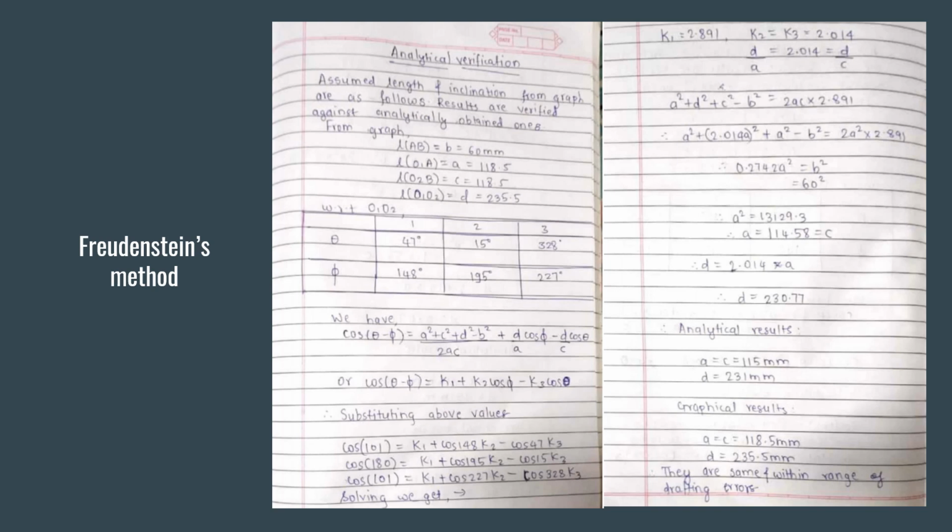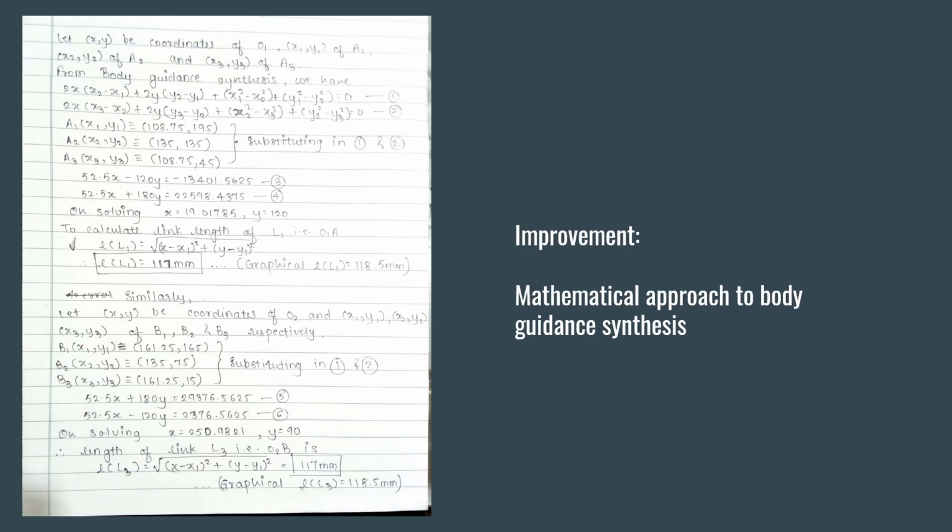Now coming towards the analytical verification of this method, we have used Fredholm's method to verify these results analytically, and for that purpose we have taken the values of theta and phi from the graphical results obtained from the previous slide, and we have just put the values in the equation given by Fredholm's method, and we have found the link lengths to be A and C equal to 115 mm and D equal to 231 mm. And as we have seen, the graphical results are 118 mm and 235 mm, which are very close to the analytical results, so we can say we can use these link lengths for fabrication purpose.